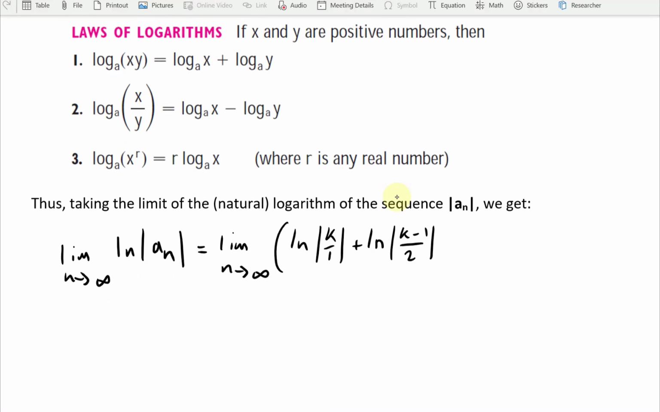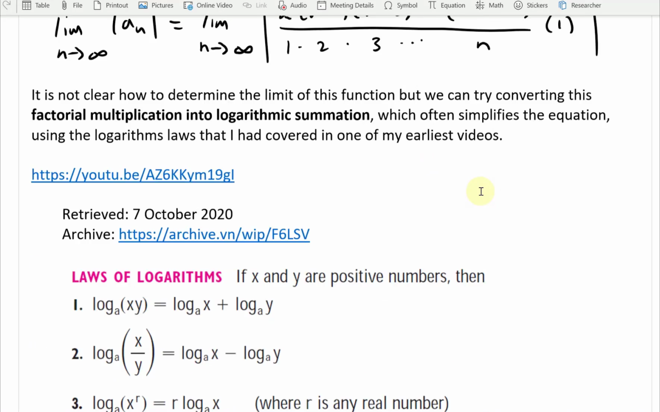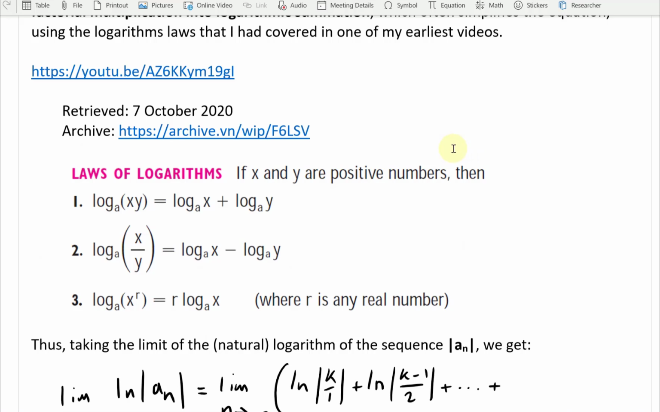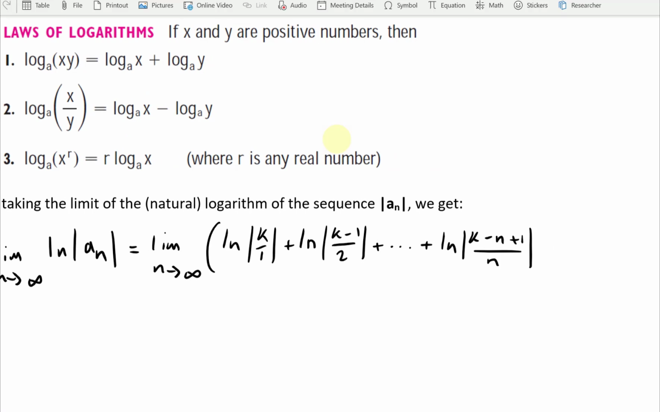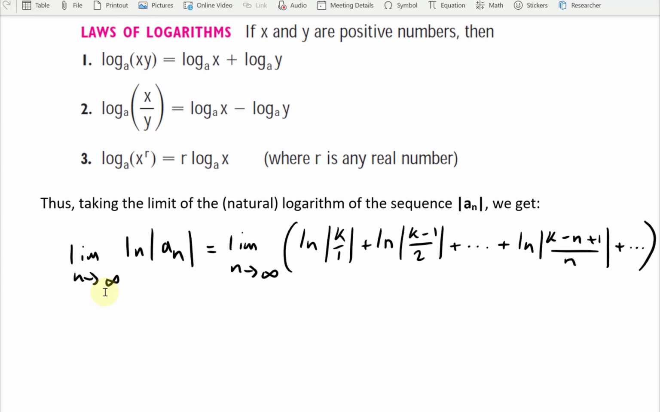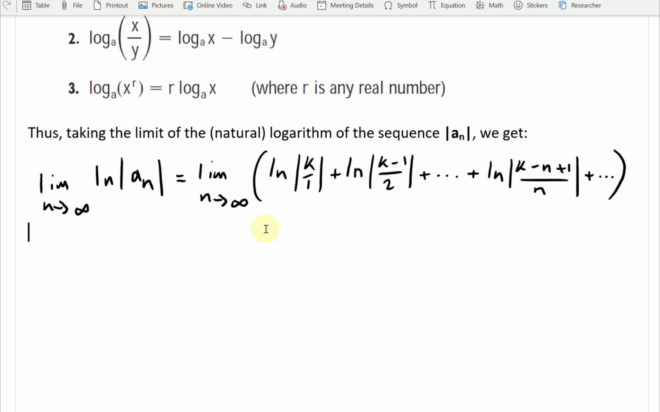Let's go dot, dot, dot. And then the last one is going to be k minus n plus 1, divided by n, and this is absolute value, so everything is absolute value. So ln of the absolute value of k minus n plus 1 over n, like that. And then it keeps going on, plus dot, dot, dot. It goes to infinity. So this is just a summation going to infinity, so we could write that as a series. This is just a series, so limit as n approaches infinity.